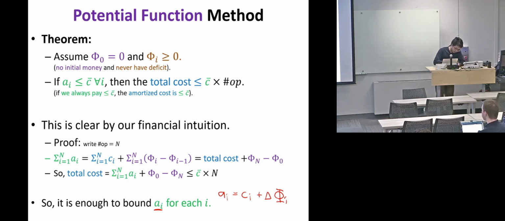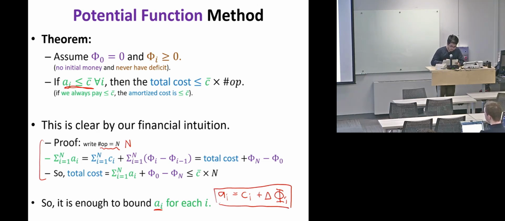I can go through this quickly because it's short anyway. So suppose that A_i is always at most C bar, right? Then I'm just going to write the sum of A_i. Let's say that there are capital N operations. Each of the A_i is just this thing, right? So this is just a sum over C and a sum over this thing.